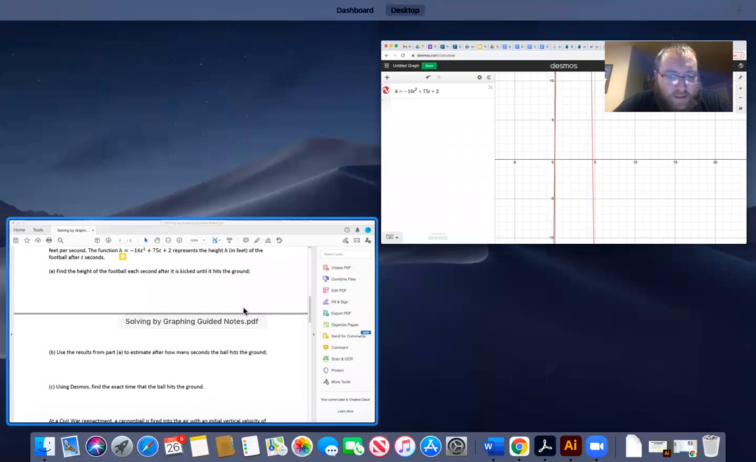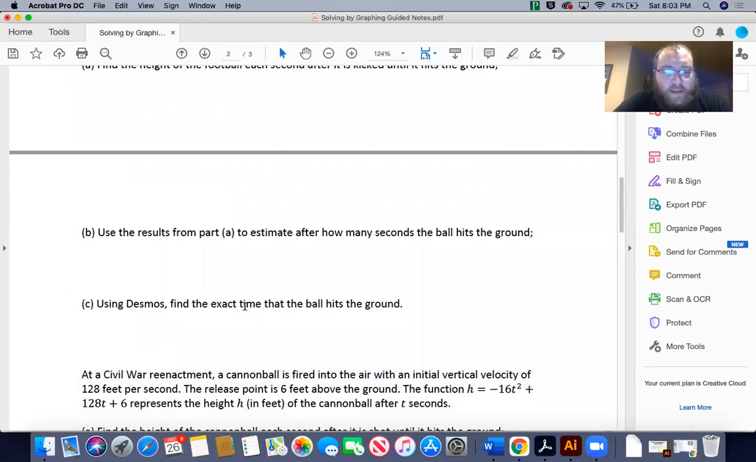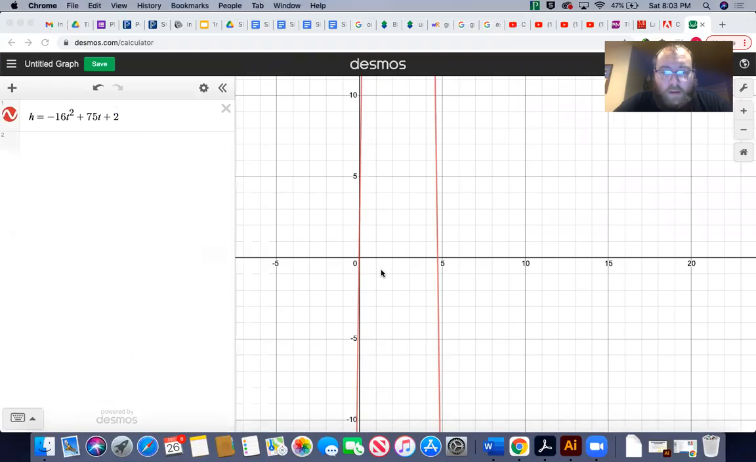Okay, and then part C says using Desmos, find the exact time the ball hits the ground. So I'm going to click on my graph and see right where it hits the ground, right where the y value is 0. It's 4.714 seconds. Okay, and that's part C.